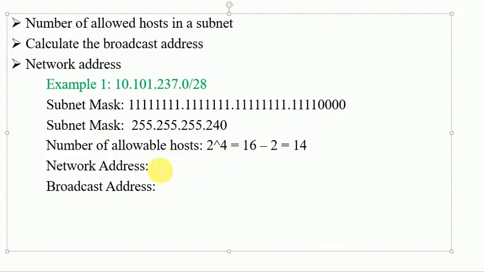So how to find the network address? The network address is the first IP address. The first IP address is 10.101.237.0/28. This is the network address. And how to find the broadcast address? The broadcast address is the last address in the network. The last address is 10.101.237, and 14 is the allowable hosts, so the broadcast would be 15/28. This is the broadcast address for this particular IP address.